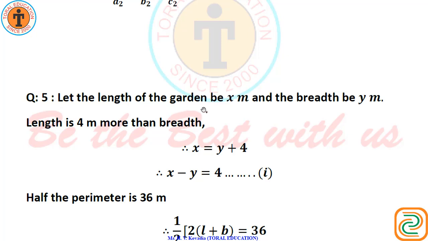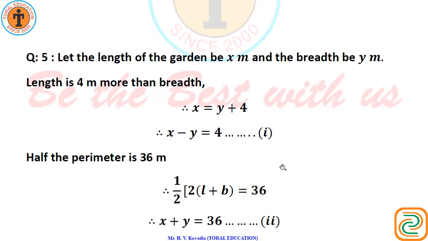So let the length of the garden be x meter and breadth be y meter. Length is 4 meter more than breadth. So we can say x is 4 meter more than y. Therefore x equals y plus 4. If we take y to the left side, it will be negative: x minus y equals 4. This is equation number 1.